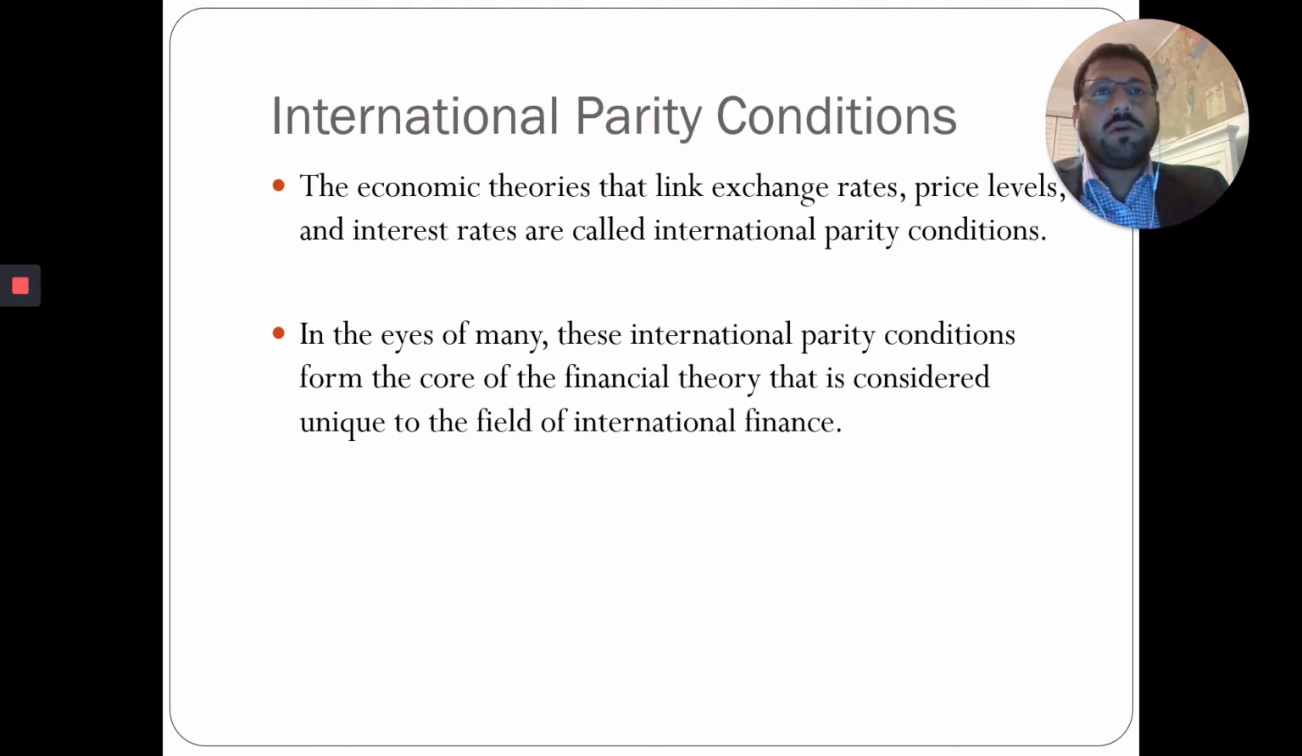There are a few economic theories which are unique to the field of international financial management, which link the prices, the change in the price level, interest rate, and the exchange rate. And these economic theories are called the international parity conditions. For this knowledge module, we will only stick to the theories which link the exchange rate and the prices, or the change in the prices of goods in different countries.